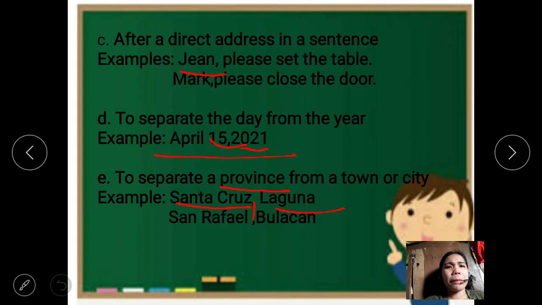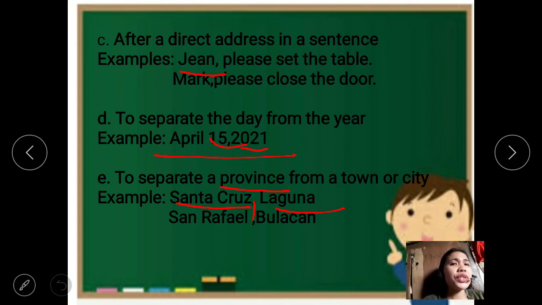Okay, next. Ayan, so letter C, after a direct address in a sentence. For example, Jen, please set the table. Okay, so kapag meron kang dinadirect or direct address, yung mismong pangalan, mismong tinatawag mo, magkukoma ka, gagamit ka ng comma. Okay? Halimbawa, tumawag ka ng isang tao. You direct address to one person. So you should use a comma. Mark, please close the door. Okay.